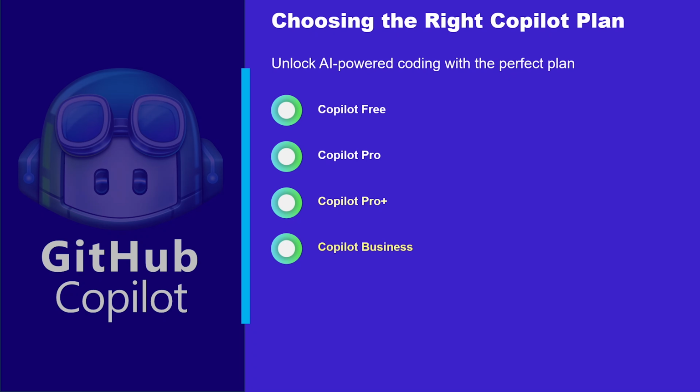For teams and organizations, there's Copilot Business. It includes centralized management and advanced policy control for all members. And finally, Copilot Enterprise. This one is designed for larger organizations and includes everything in the Business plan plus additional enterprise grade features. You can find all the details about GitHub Copilot plans, including pricing and additional discounts, at the link in the description below.